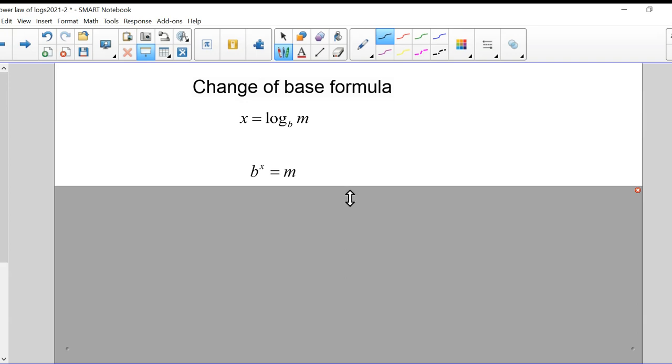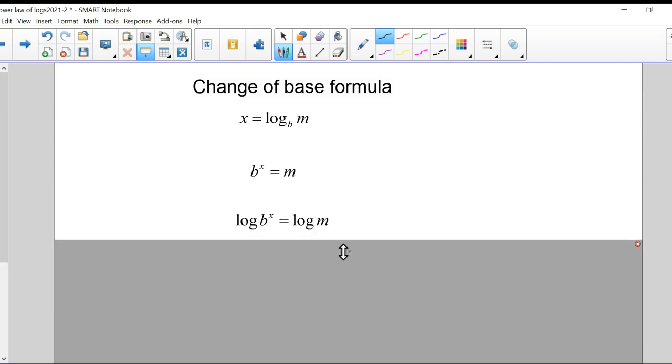Now, what if we took that exponential form and took the log of the two sides of that? It's not like we're putting it back into log form, we're just doing the same operation on one side that we do on the other, which is to take the log of the two sides. So I took the log of the left-hand side and the log of the right-hand side. The log of b to the power of x, and when I say log here, I mean the base 10 log, by the way, is equal to the log of m, by just taking the log of the left and the log of the right.